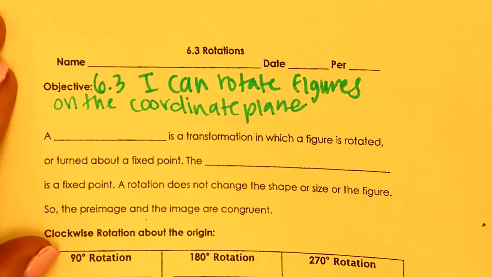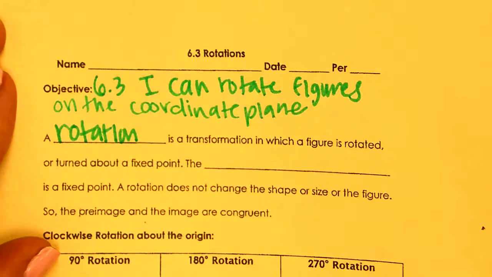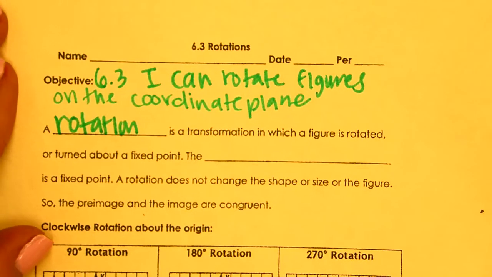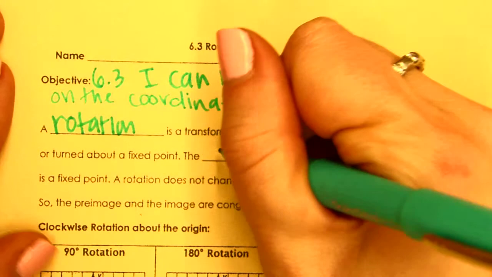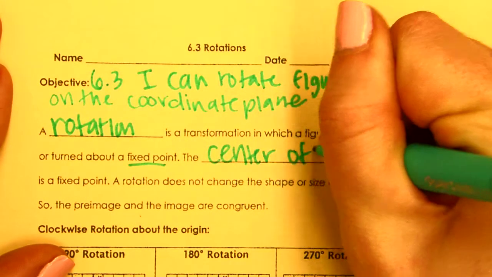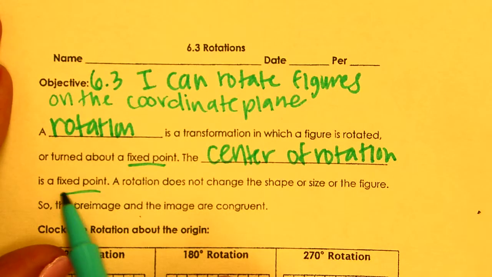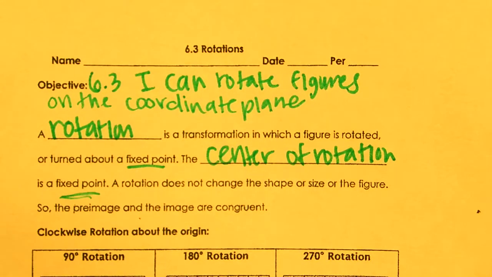So a rotation is a transformation in which a figure is rotated or turned about a fixed point. A fixed point means a point that doesn't move. The center of rotation is a fixed point. That means it doesn't move. Our rotation does not change the shape or size of a figure, so the pre-image and the image are congruent. That means they're the same shape, same size.